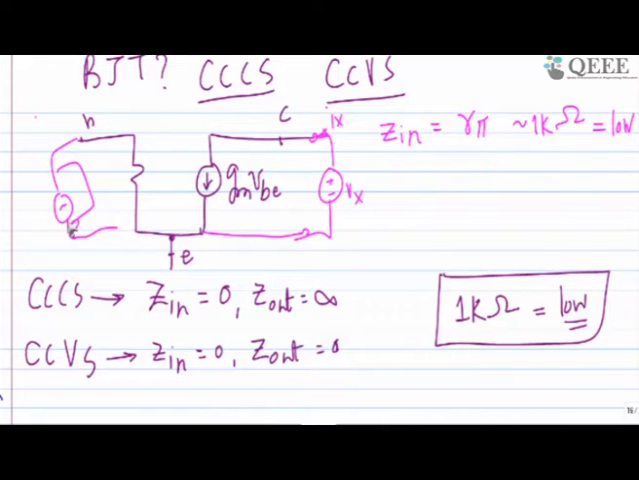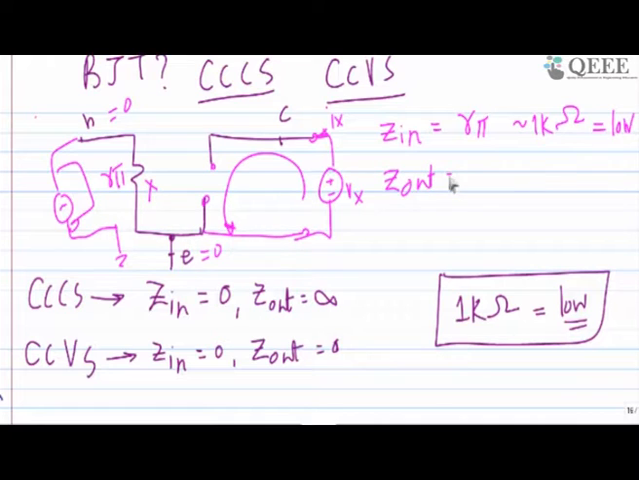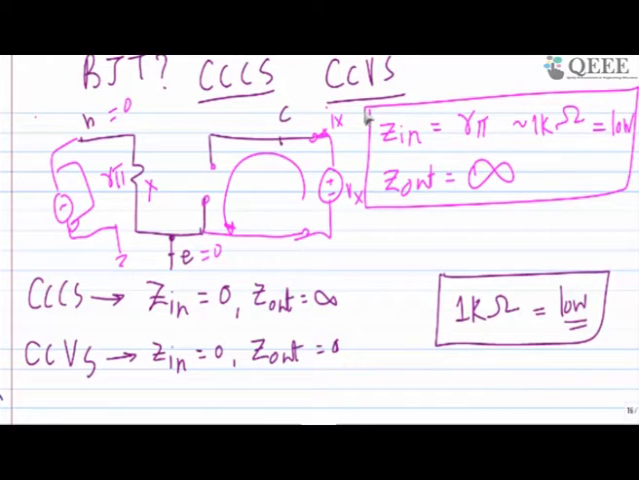Right? So if that is the case, base becomes 0, emitter becomes 0, RPi has no influence, and GMVBE becomes 0. When GMVBE becomes 0, that is open circuit. If I am looking from this to this, it's open circuit, which means output impedance is infinity. So from these two pieces of information, I can say that it's a voltage controlled voltage source. But this is not a complete truth.